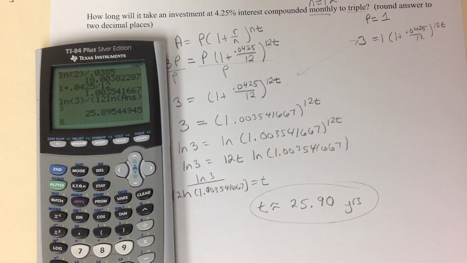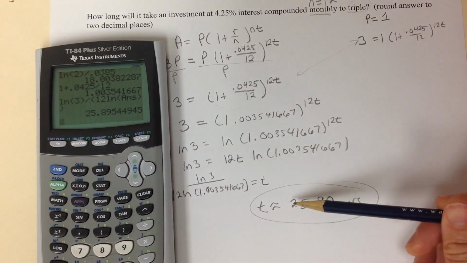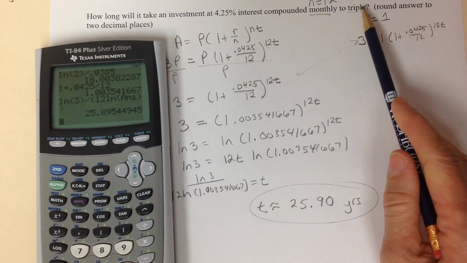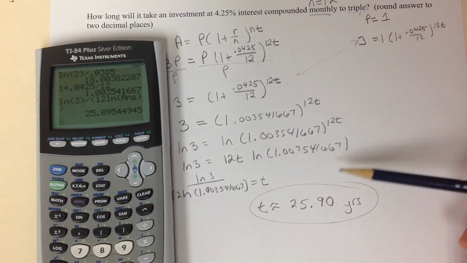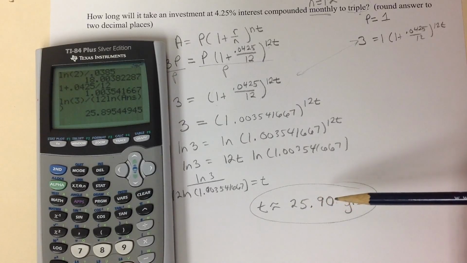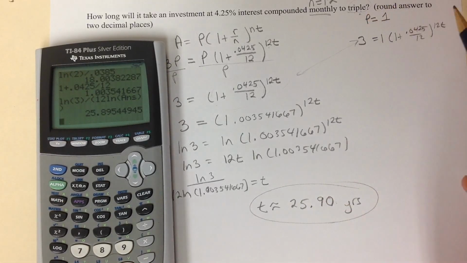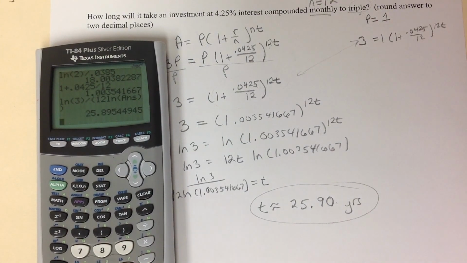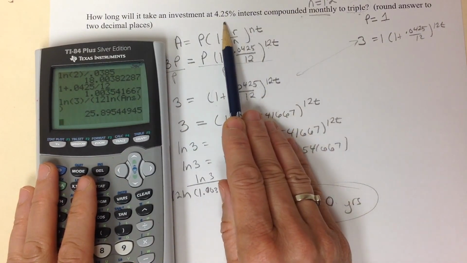So that means it doesn't matter how much you're investing. If you invest $1 million, it'll take almost 26 years for that to triple to $3 million. If you invest a penny, it's going to take almost 26 years for that to triple to 3 cents. The amount you invest does not matter for a tripling time or doubling time or whatever. It's all dependent on how often the compounding is done and your interest rate.